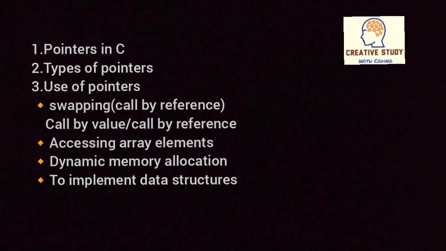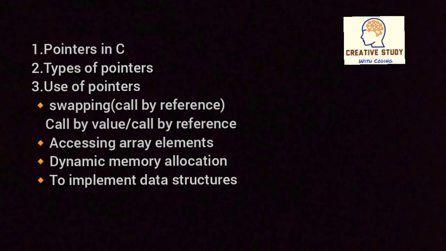So these are the topics to be discussed over here. Pointers in C, types of pointers, use of pointers. Pointers are used in swapping two numbers by using call by reference, and we will understand it by differentiating between these two ways of calling functions, that is call by value and call by reference.